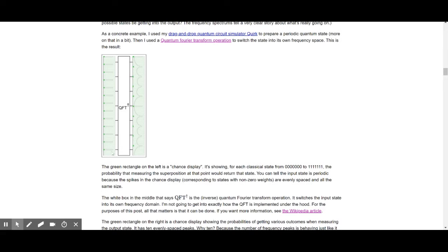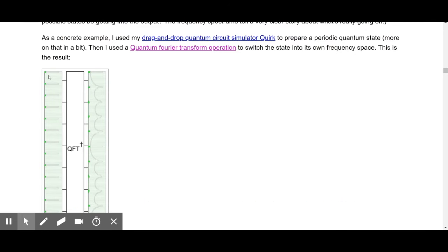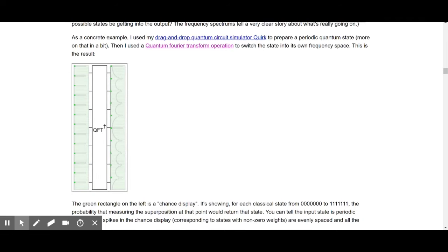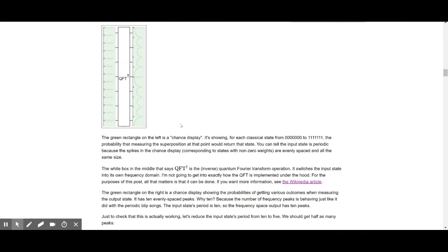The green rectangle on the left is a chance display. It's showing, for each classical state, the probability that measuring the superposition at that point would return that state. Okay, so that's exactly what we've done. So it's separated by 1, 2, 3, 4, 5, 6. It's a bit more. I don't know, it's probably not the same example. Definitely not, because we use 5 qubits here.